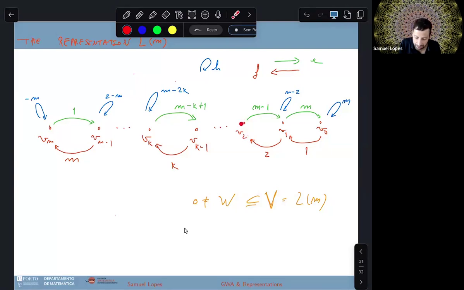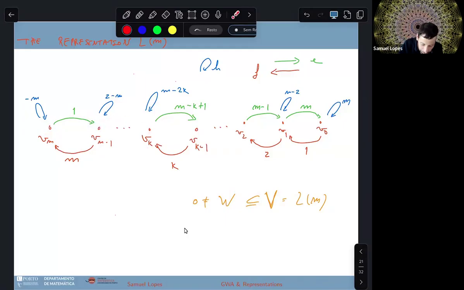Well, if I start acting by red, which is f, these will start going down until I reach a non-zero multiple, because none of these numbers are zero, a non-zero multiple of Vm. So, kind of hand waving, this will guarantee that the submodule W must contain a non-zero multiple of Vm. So it must contain Vm. And if it contains Vm, now you act by E, it must contain Vm minus 1.